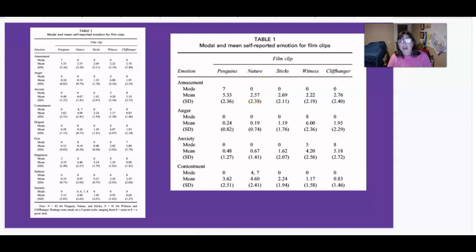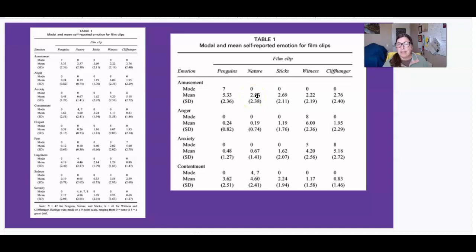That means on the emotion response test, when they were asked about the nature video, those people that watched it, on a scale of 0 to 8, how would you rate your level of amusement watching this video? And the most common response was 0. But some people marked higher because the mean was 2.57.